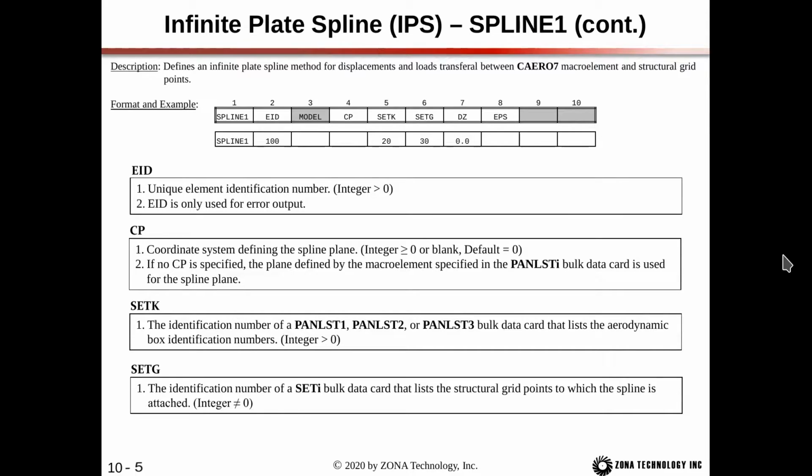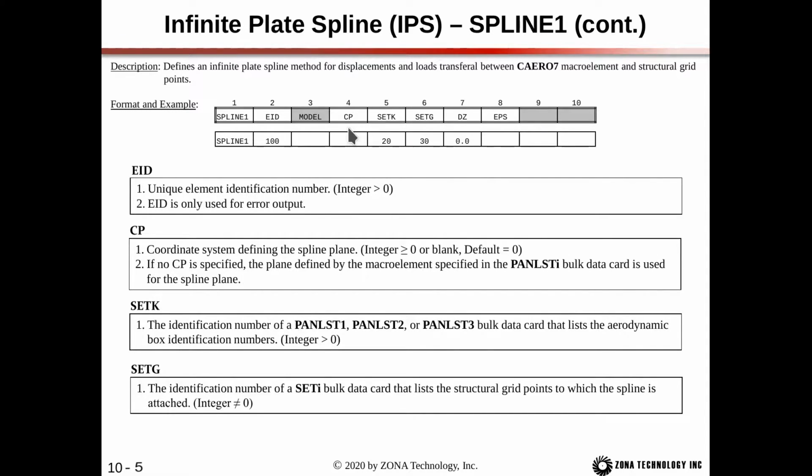So this is the bulk data card. We have an identification number, which doesn't matter except for error output. So you want to avoid reusing the same ID number just to help with the error output so you don't get confused. The model field is not used.